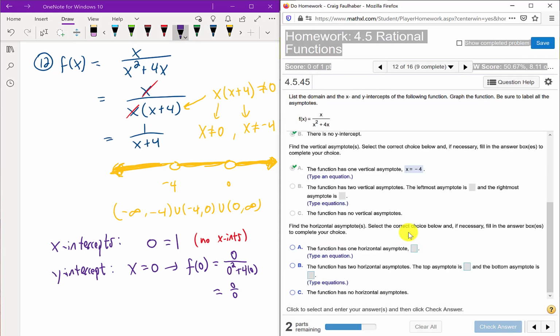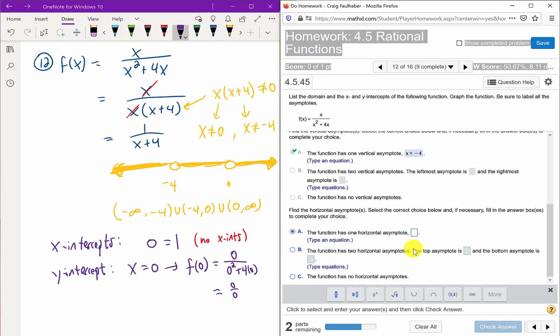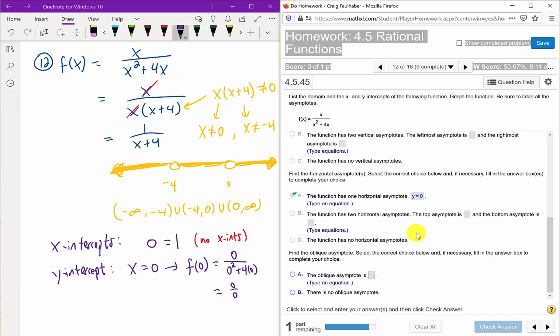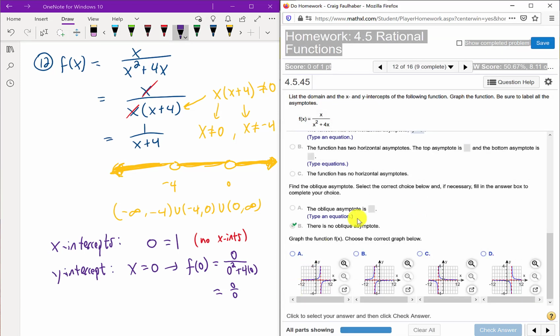That is our answer. If we're talking about horizontal asymptotes, what we do is we go back to our notes and we see that the degree of our denominator is bigger than the degree of the numerator. That gives us a horizontal asymptote, and the equation for that horizontal asymptote is y equals 0. As far as an oblique asymptote goes, that is not going to happen because the degree of our denominator is bigger than that of the numerator. For an oblique asymptote, the degree of the numerator has to be 1 bigger than that of the denominator, so there is no oblique asymptote, and we can call this problem finished.